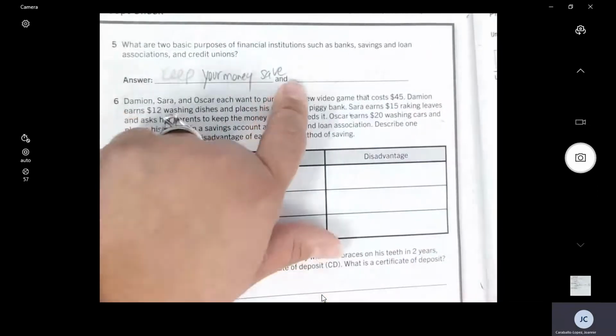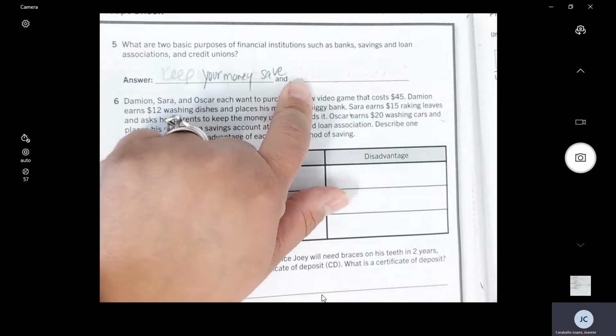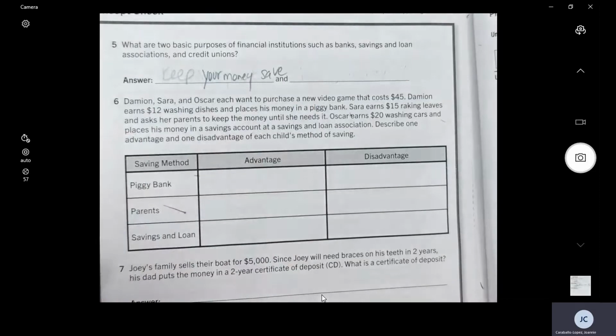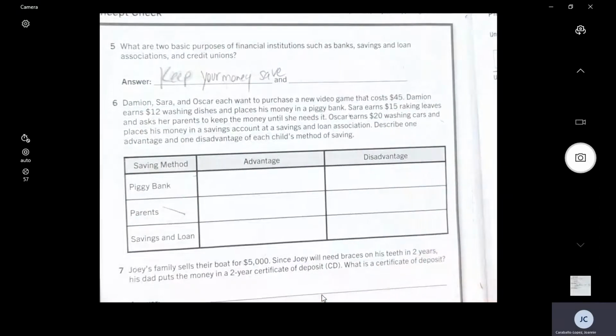And what else can you do at a bank, David? Put your money in your account. Okay, but they keep your money safe, right? But what about... yes, ma'am. You can withdraw money. You can withdraw money, but what's another use?